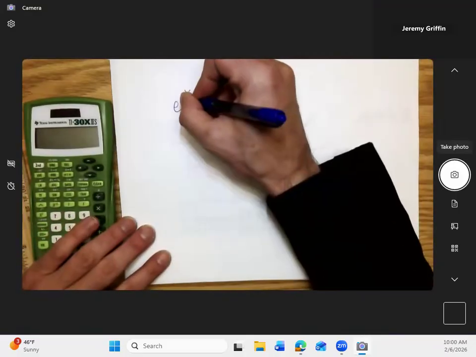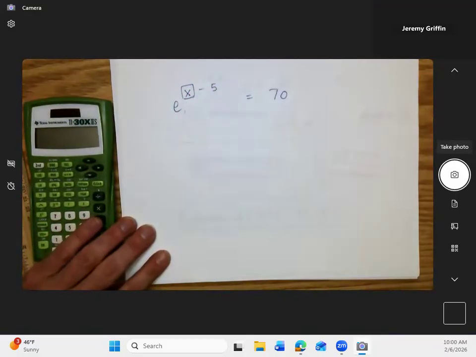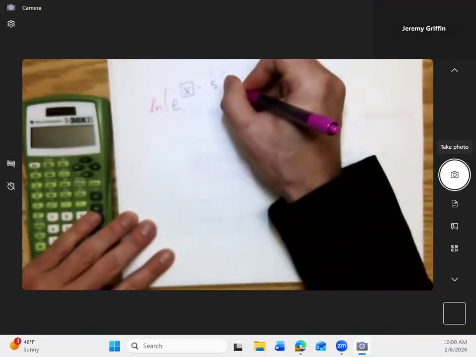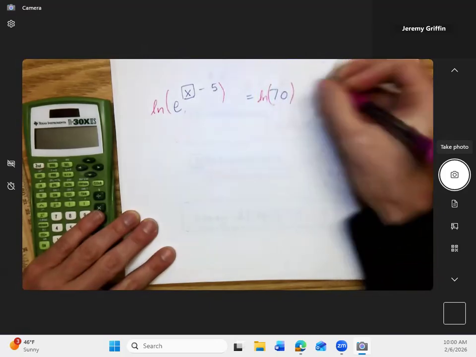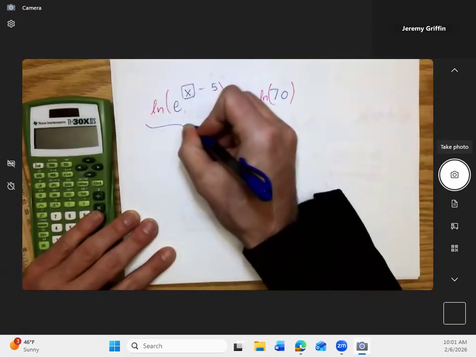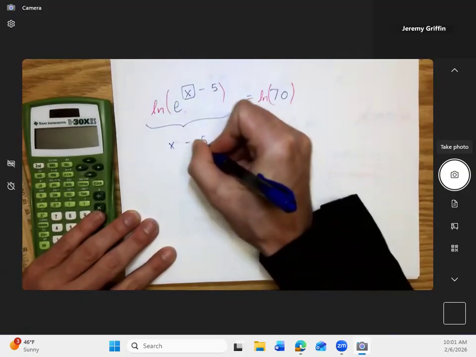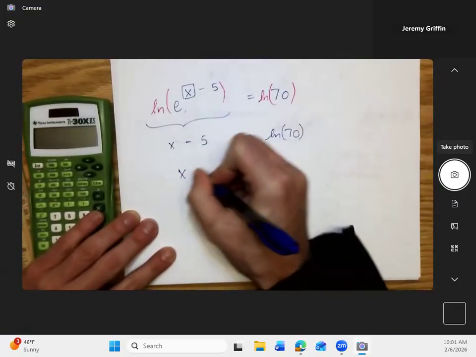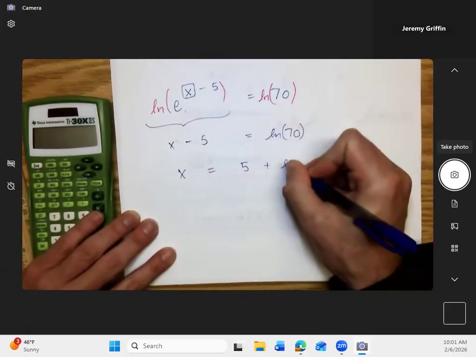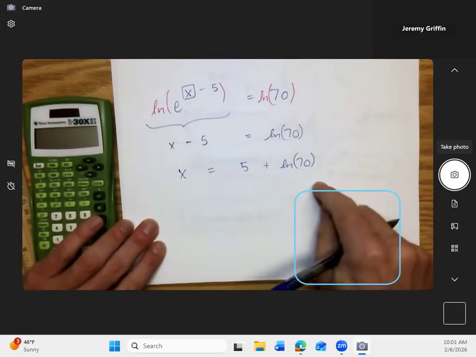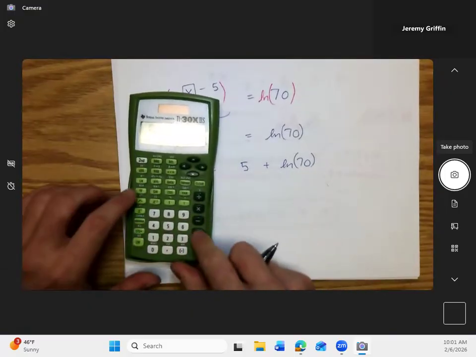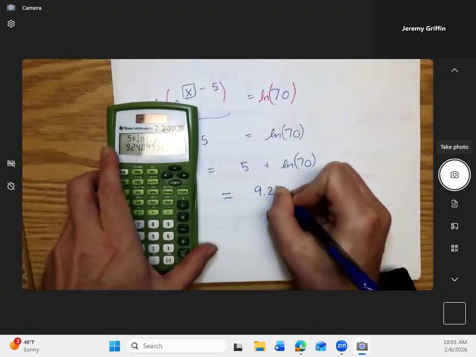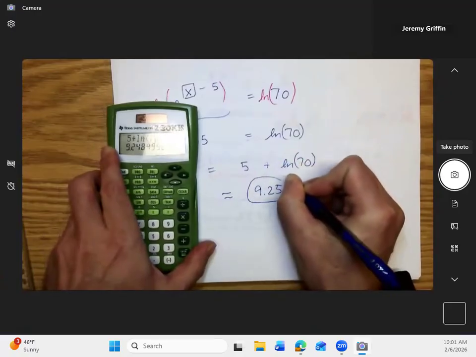Alright, so what you're solving for is the exponent. So take a logarithm, and since the base is e, I'll just cut straight to a natural logarithm. Probably the best choice. So natural log of both sides. Right, so the left side is going to be x minus 5, and then natural log 70. So x is 5 plus natural log 70. Right, that's the exact answer. And then 9.25. There's a good approximation right there.